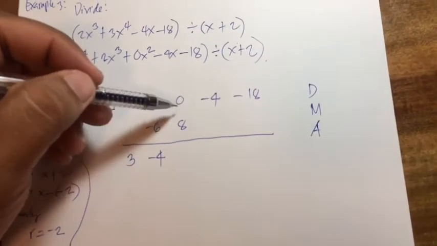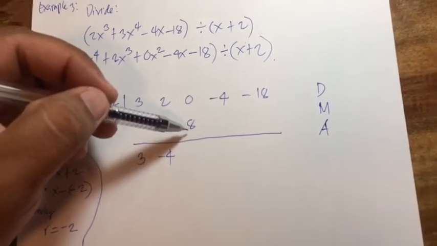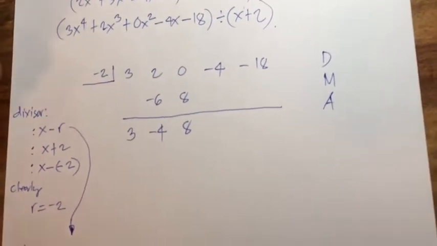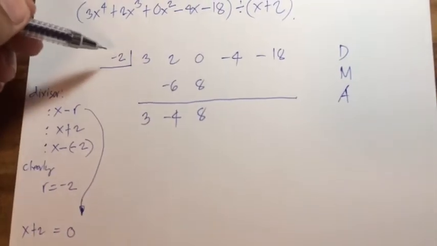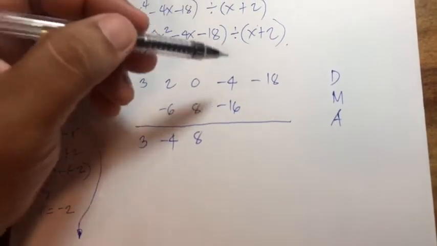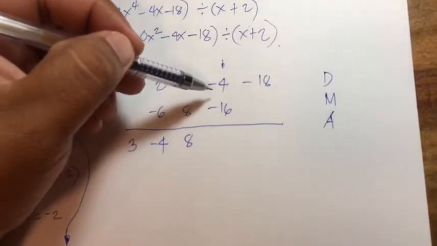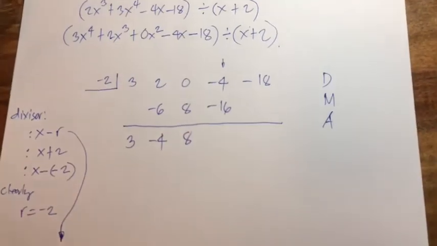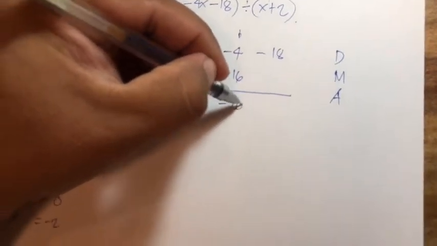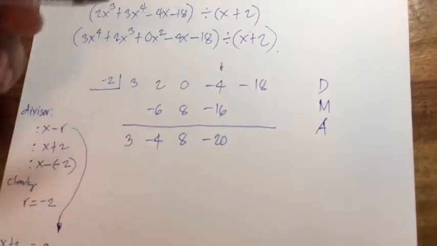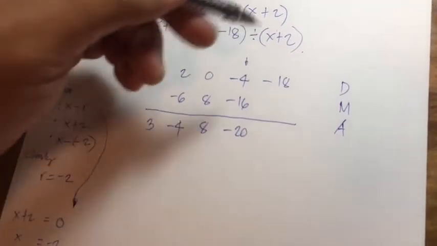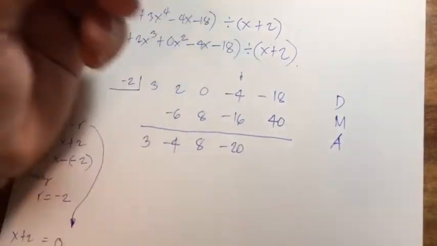In our third column, 0 plus 8 is 8. Then again, 8 times the value of r, negative 2, is negative 16. Our fourth column, negative 4 plus negative 16. So in that case, we have negative 20. For our last column, we will multiply negative 20 times negative 2. We have, of course, 40.